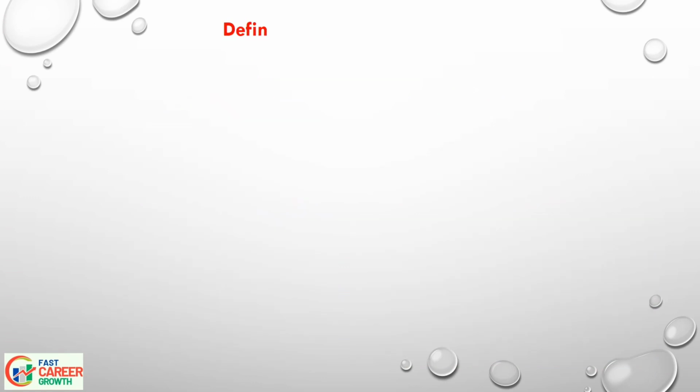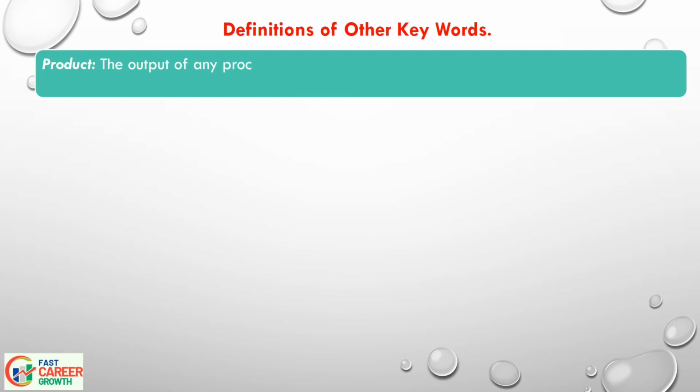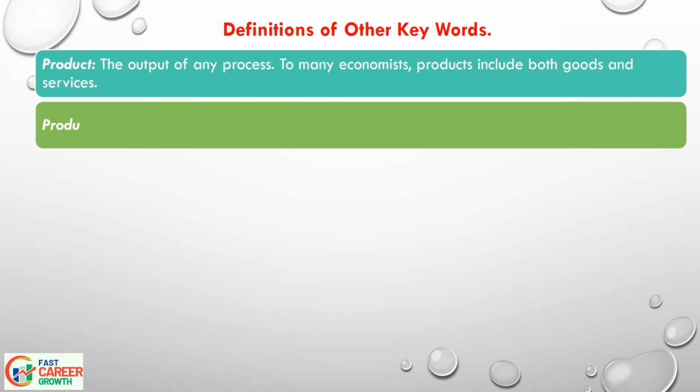Next we will discuss definitions of other keywords. The definitions of quality include certain keywords that themselves require definition. Product: the output of any process. To many economists, products include both goods and services. However, under popular usage, product often means goods only.